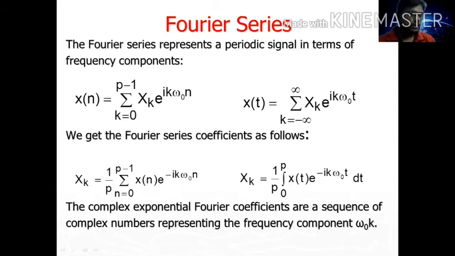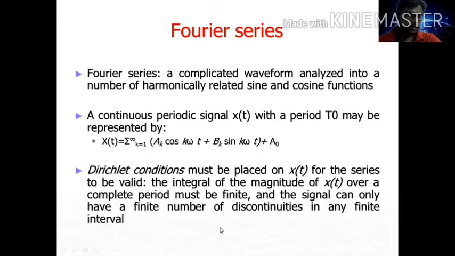Now, depending on the representation, the Fourier series can be represented in three forms. One is the trigonometric Fourier series, another is the compact trigonometric Fourier series, or polar Fourier series, and the third is the exponential Fourier series. So mainly, based on the representation, it is split into three types.